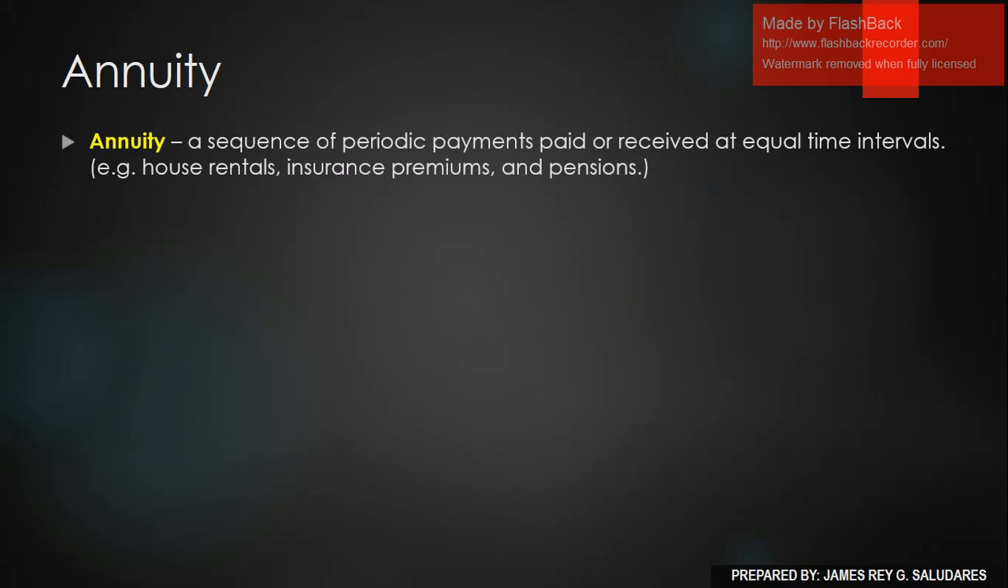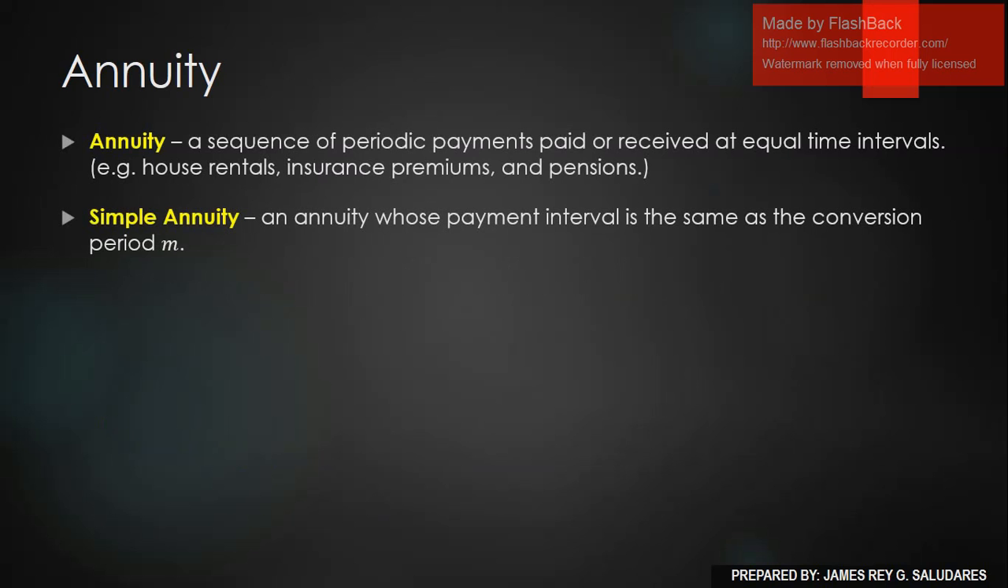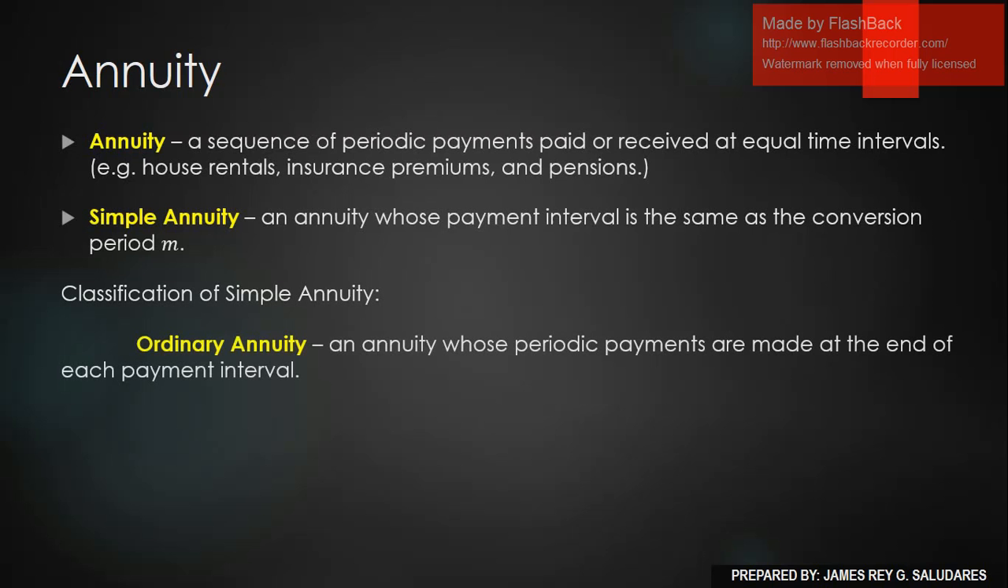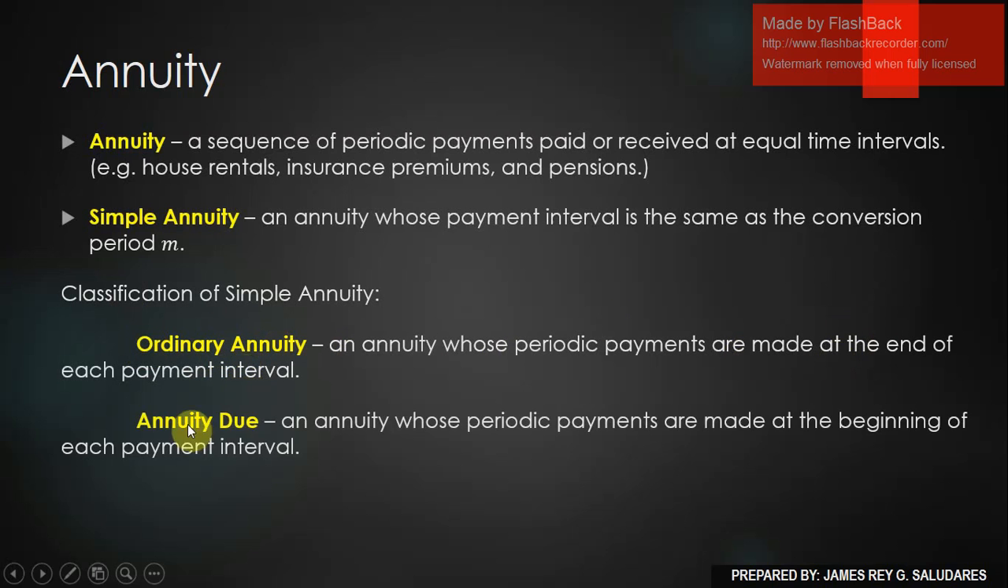An annuity is a sequence of periodic payments paid or received at equal time intervals. So those are the examples. Simple annuity, an annuity whose payment interval is the same as the conversion period M. There are three types of simple annuity. We discussed already the ordinary annuity, where the periodic payment is made at the end of each payment interval. The annuity due is where payments are made at the beginning of each payment interval.